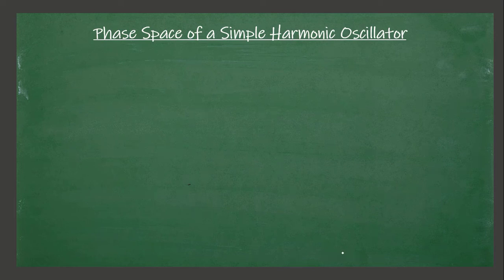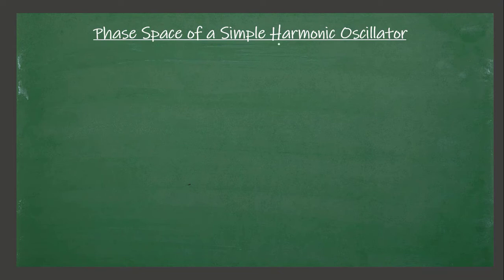Hello everyone. In this video we are going to talk about the phase space of a simple harmonic oscillator. So what is a phase space? Well, a phase space is a space in which all the states of the system are represented by points. So say, for example, we have a system which contains a simple harmonic oscillator. All the states of this simple harmonic oscillator can be represented by some unique points in this phase space.